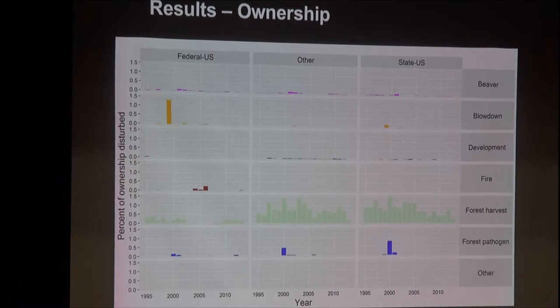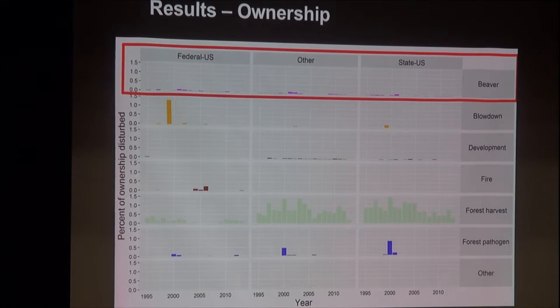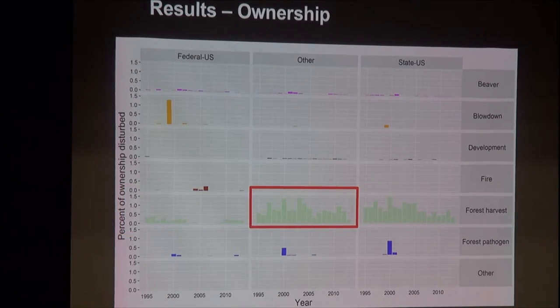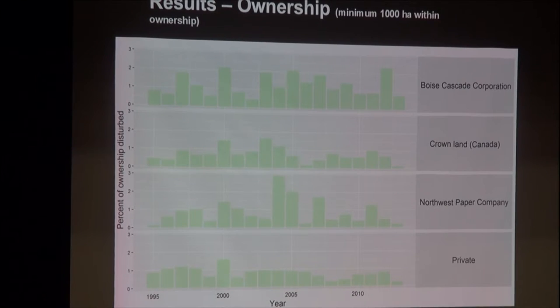We can also take a look at these disturbance agents by ownership type. Here I've just broken it out into three different ownerships: federal ownership in the U.S., other, and state in the state of Minnesota. Here we see beaver being about the same across ownership types in this case. And then we can take a look at forest harvest, and the federal forest harvest would be because of the U.S. Forest Service, and the other, we're going to take a little bit closer look at the forest harvest included in this other ownership type. We're going to break out that one into a little more detail.